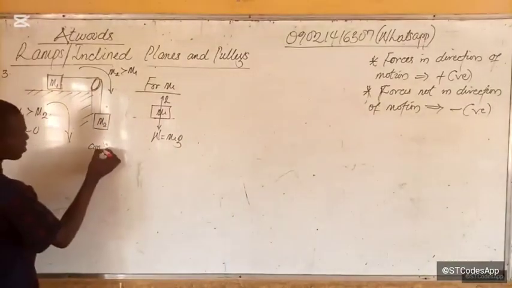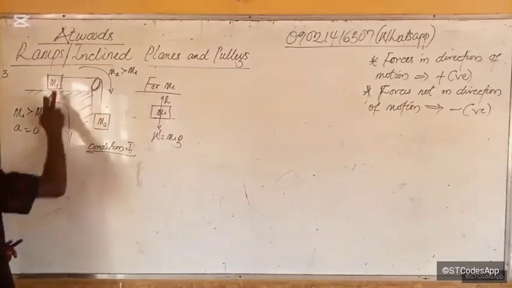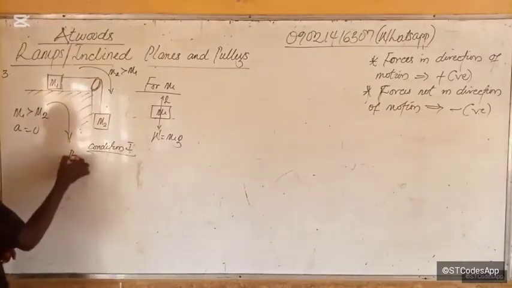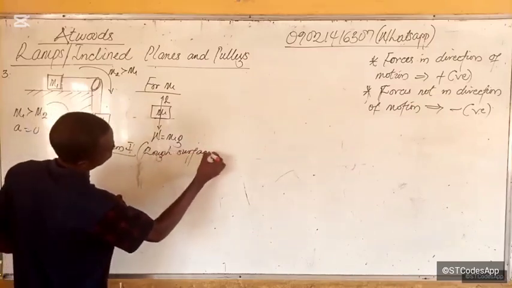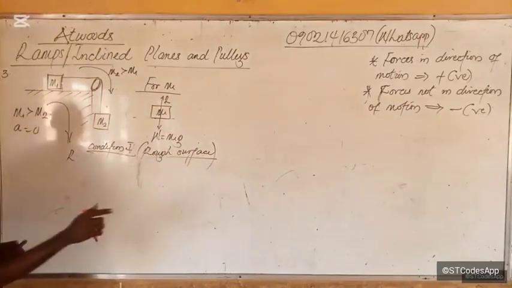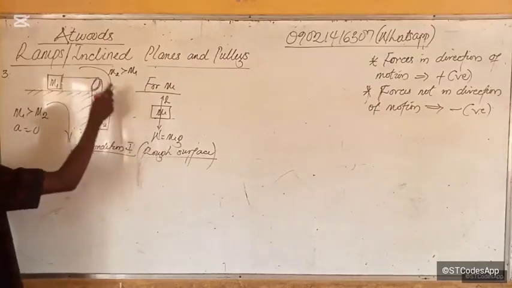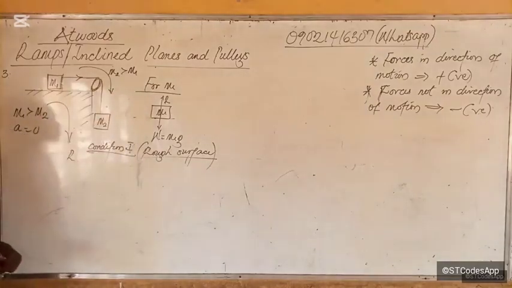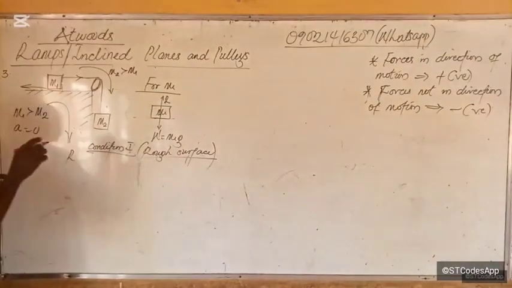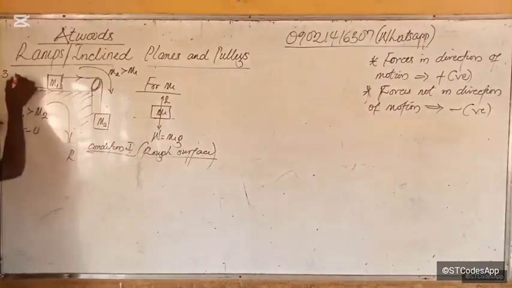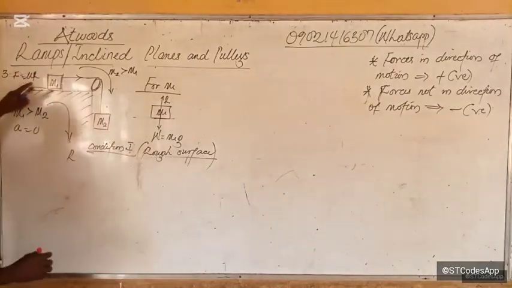Condition one is that if the surface is rough, condition one is the rough surface condition. So in the rough surface condition, what would happen is that as this body is being pulled in this direction, tension will be acting in this direction also. So tension will move in the direction of motion, but something else will be acting in this direction. Because this surface is rough, it experiences a frictional force, which is equal to mu R. If you remember the formula for frictional force, F equals mu R.